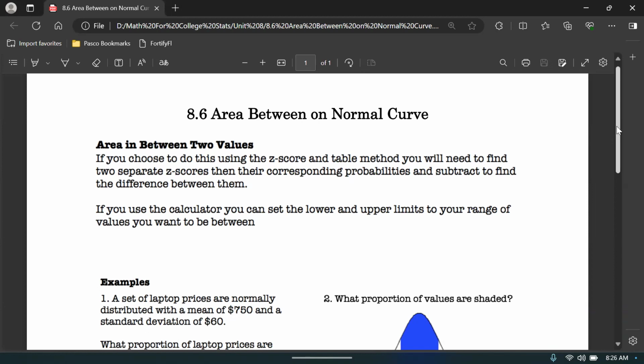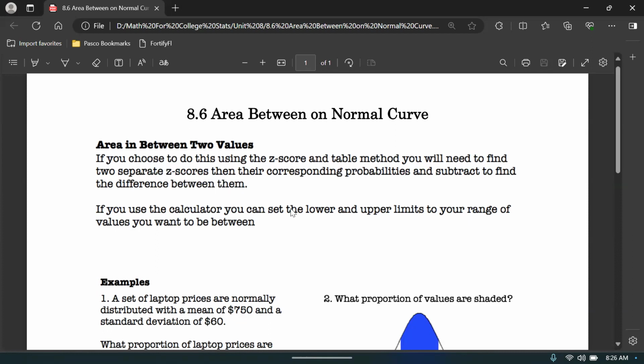I want to show you both how to do this with a z-score table and how to do this with the calculator, because both are fairly useful. I'm pretty sure we did it with z-scores already, but it can't hurt to go back through it again. If you choose the z-score and table method, you will need to find two separate z-scores and their corresponding probabilities and subtract to find the difference between them. Yes, we did that before.